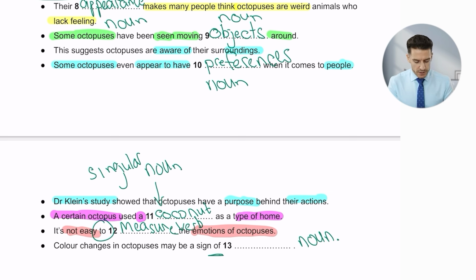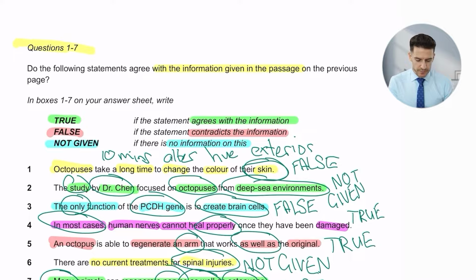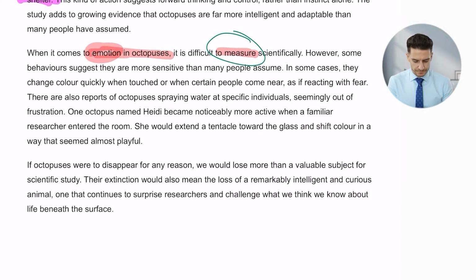So let's do the last one now. Color changes in octopuses may be a sign of. So the key words there will definitely be color changes and then sign of. And again, we're looking for a noun. Okay, it's really important. Always think about what am I looking for. All right, so let's go back up and see if we can find the answer.